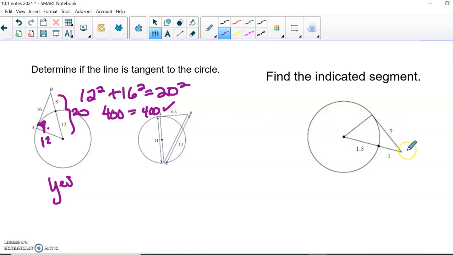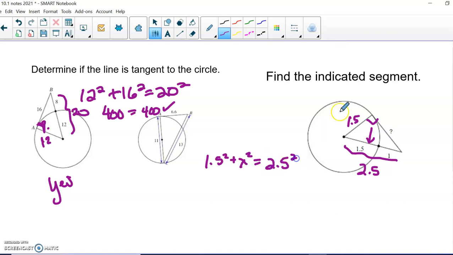This time we're looking for the length of the tangent segment. Again, we know all radii are congruent, so if this radius is 1.5, I know this radius is also 1.5. We're going to add these two together to get 2.5. And we're looking for one of the legs of our right triangle. So we're going to say that 1.5 squared plus x squared, I'll just call it, equals 2.5 squared. And probably in the directions it said given that the segment is tangent to the circle.